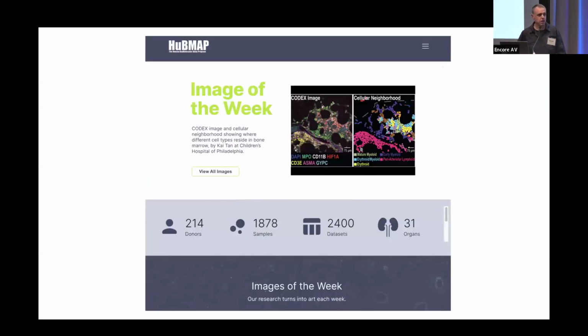HubMap, of course, is a crucial resource. It is creating a 3D spatial map of gene expression for both male and female human specimens. One of the key organs that it includes is, of course, the placenta. So it would be useful to leverage these resources to understand what are the omics at play at placental level.